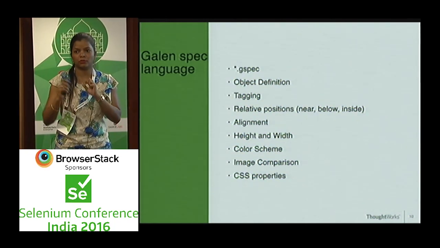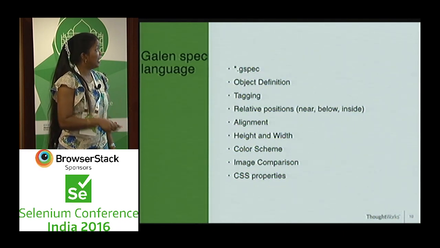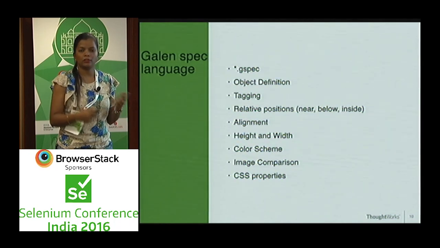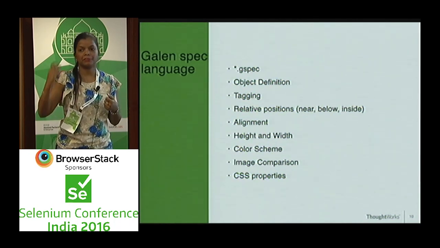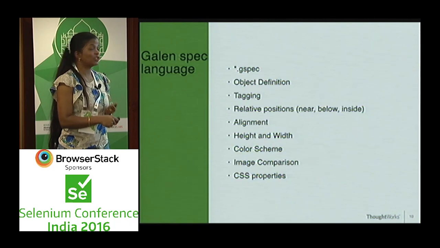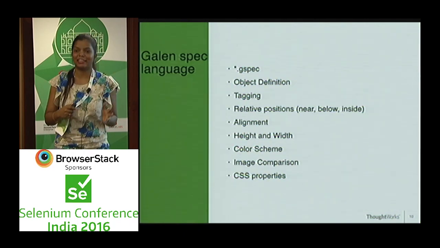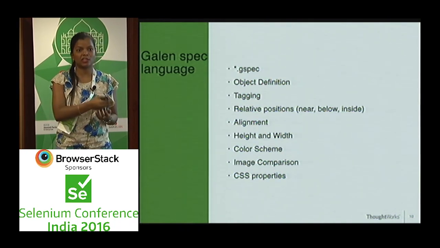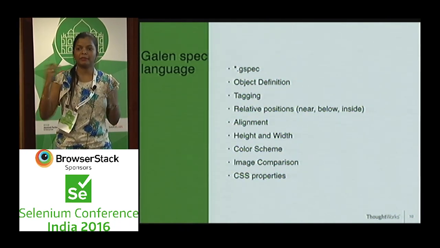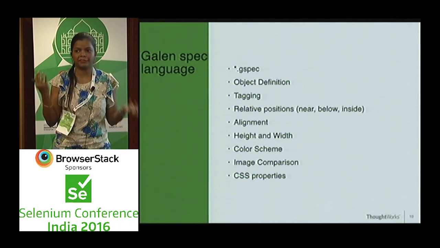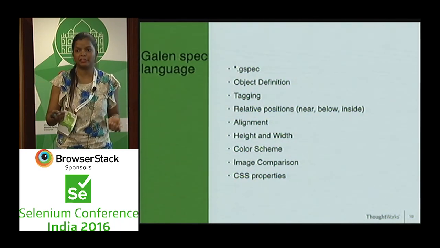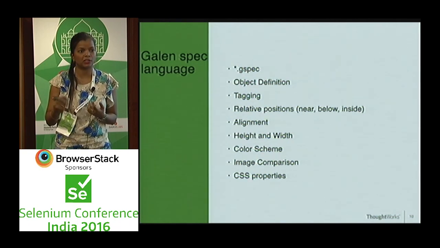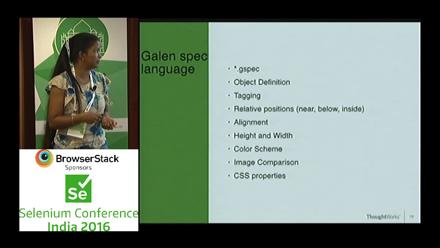Every test has its own individual qualities, right? And we also saw this relative position. We said near, below, inside, and all. So this is one beautiful feature that is present in Galen. You could also check the alignments, and you could also perform the CSS validations for every element. So that helps when your font size is changing on different sizes, right? On my desktop, my font size is say 15 pixels, and on my mobile, it's just 8 pixels. So you could also perform validations on the CSS properties for each and every element on the page. That's one more thing that is available.